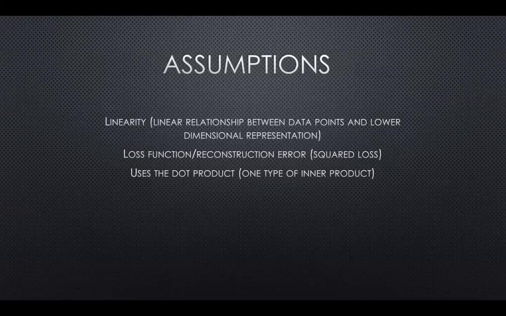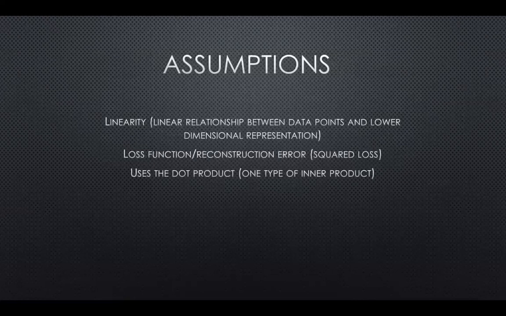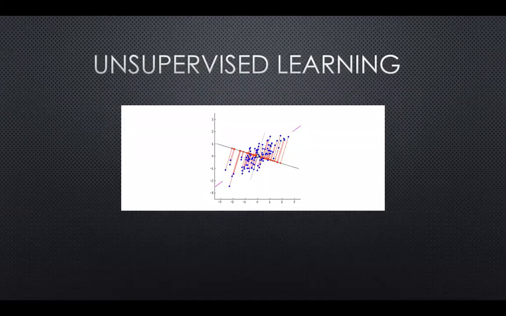There are lots of assumptions that, for example, PCA makes. Going back to this particular equation, this is a linear sum of all the input features. So one assumption that PCA makes is linearity. That is, there is a linear relationship between the data points and the lower dimensional representation. One can relax this, and we can see what that means when that happens. There is also this concept of a loss function. And if you go back to this particular animation here, I said that we want to have this line right there that captures most of the variation.